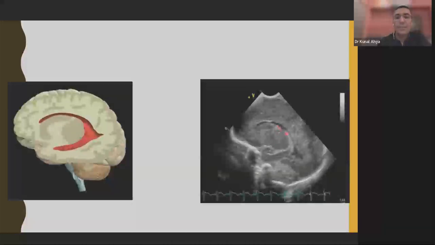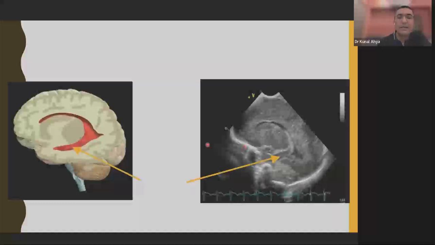So this is a very important structure because the choroid plexus starts just posterior to it. If it crosses this point, then we suspect intraventricular hemorrhage over here. Yes, germinal matrix hemorrhage. So this is the caudothalamic groove. Then we see the thalamus. Then this is the choroid plexus.